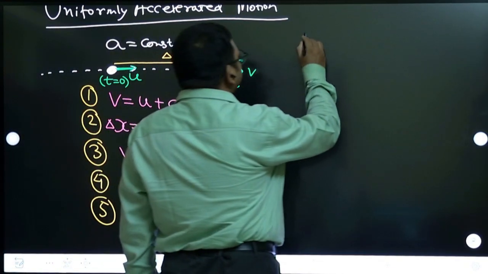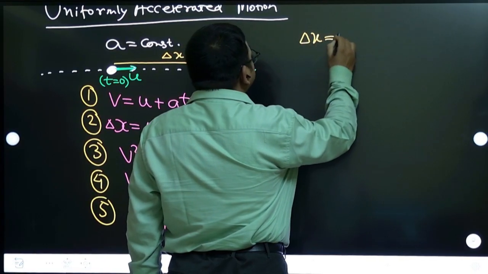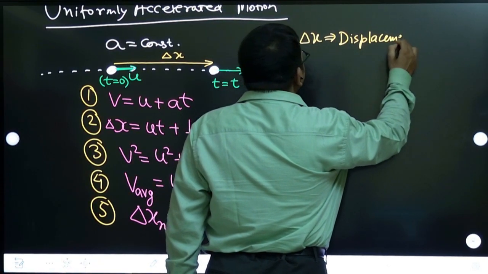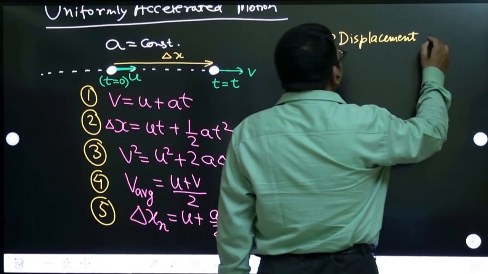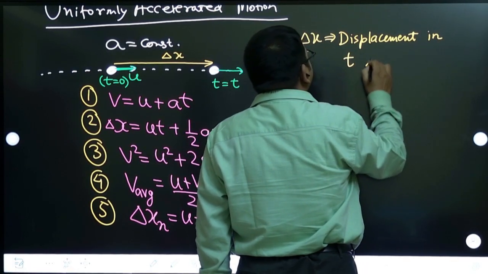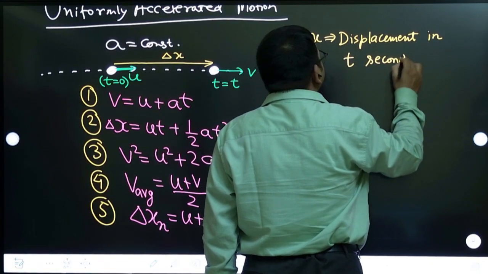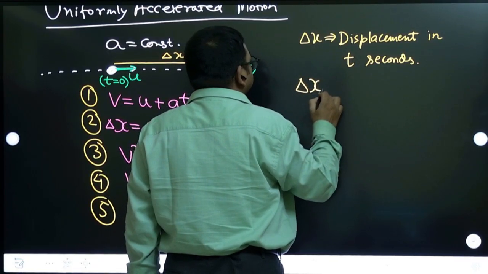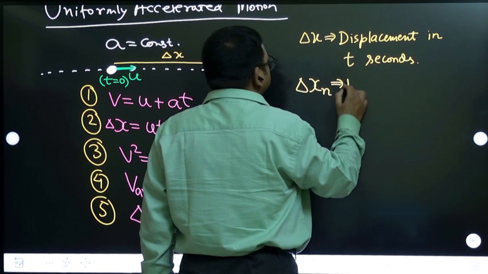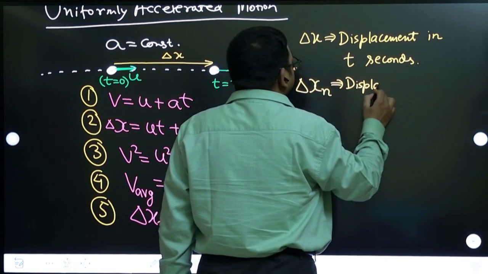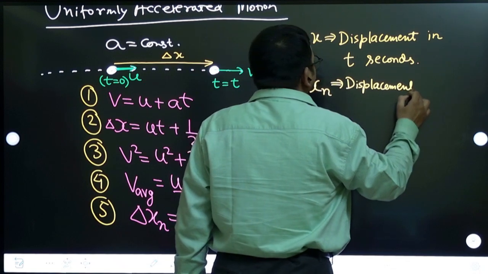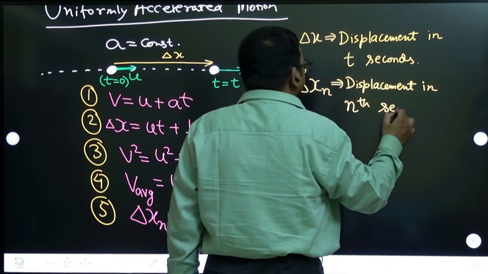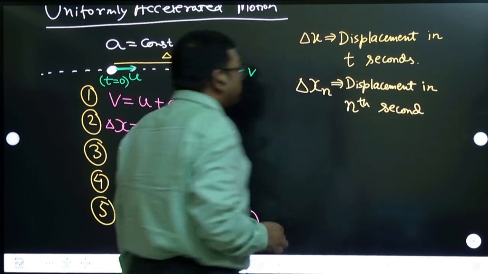So first you understand what is this delta. Delta x is the displacement in t seconds and delta xn is displacement in nth second. Let us understand what it is.